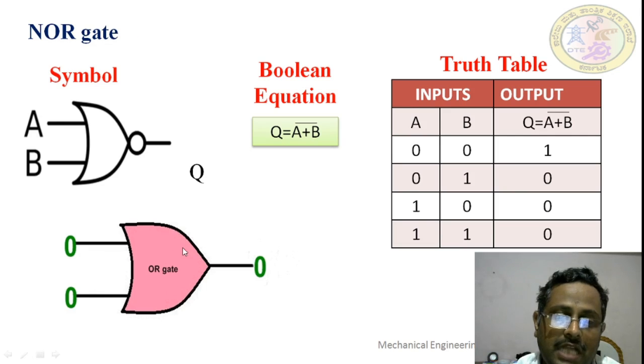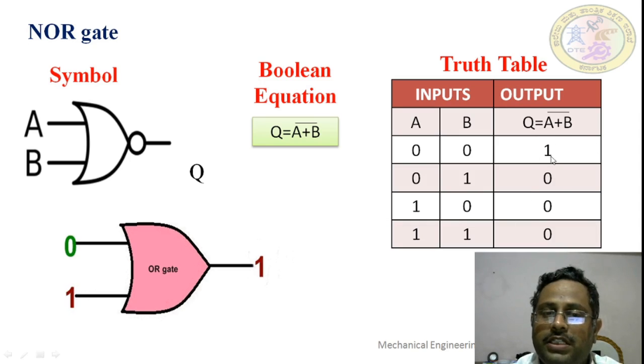This is the OR gate, just the inversion of this. You observe here in the truth table, it is just reversed. If 0 0 gives 1 in the NOR gate, then 0 0 gives 0 in the OR gate. Like this you compare. This is the OR gate simulation. This is the NOR gate truth table.